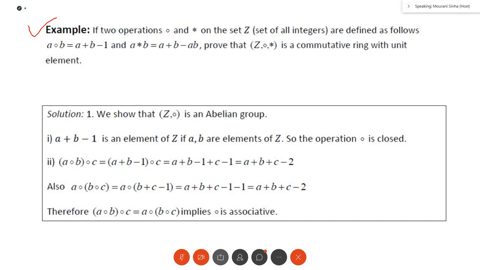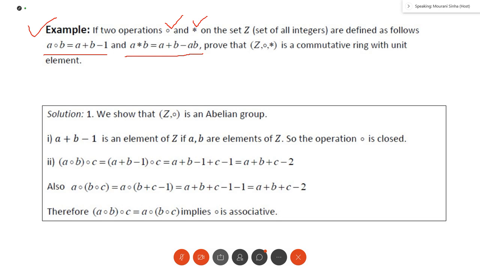And I have defined a composition B as A plus B plus 1 and A star B as A plus B minus AB. So I have considered two operations. This is not addition and multiplication. Till now I was doing the easiest things. This is why I introduced rings initially in the initial classes so that you were used to the things. In the next few classes, addition and multiplication will not always be there.